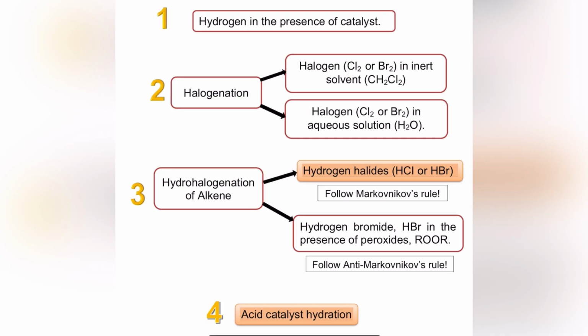First one adalah hydrogen in presence of catalyst. The second one saya split kepada halogenation untuk inert solvent dan juga in aqueous solution, water. And then the third one, kita ada hydrohalogenation of alkene. The first one, kita ada hydrogen halide dan kita follow Markovnikov's rule. Lagi satu, kita ada hydrogen bromide sahaja in presence of peroxide. Kita follow anti-Markovnikov's rule. Dan last one, kita ada acid catalyst hydration. So let's go one by one.